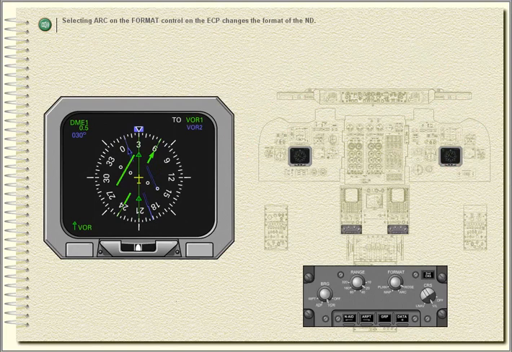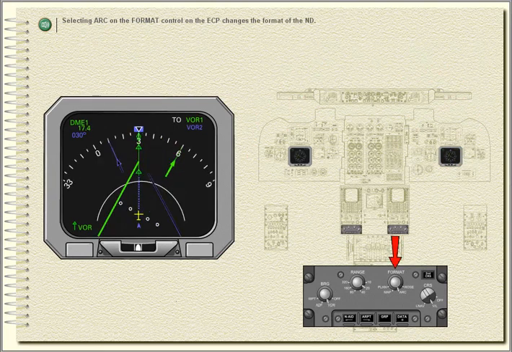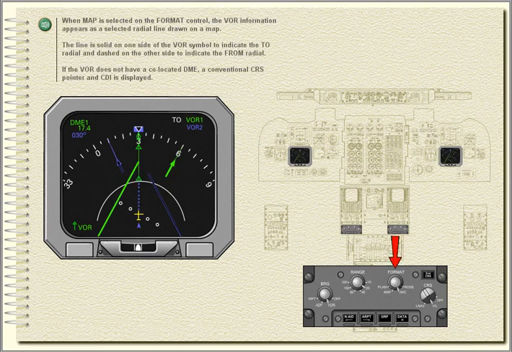Selecting ARC on the format control on the ECP changes the format of the ND. When MAP is selected on the format control, the VOR information appears as a selected radial line drawn on a map. The line is solid on one side of the VOR symbol to indicate the to radial, and dashed on the other side to indicate the from radial.